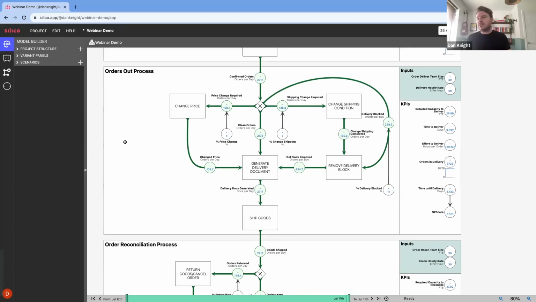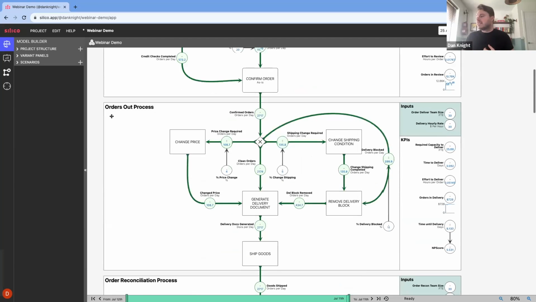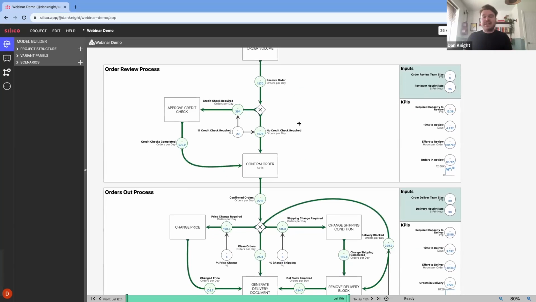So this is once the order's been reviewed, it then goes to a warehouse who then generate delivery documents, pick the order, and then ship the goods. And then lastly, we have our order reconciliation process. And this is where, of course, we reconcile the order and we make sure we get payment for it. So each of these steps has a number of KPIs associated to them. We have FTEs across the whole process and within each step.